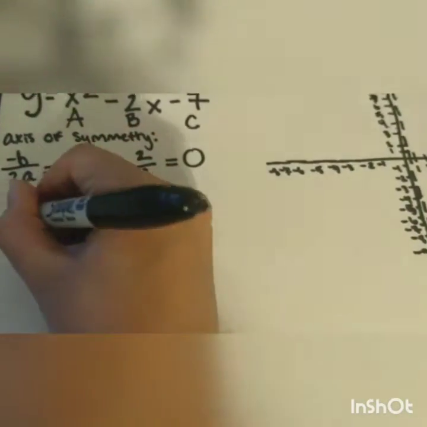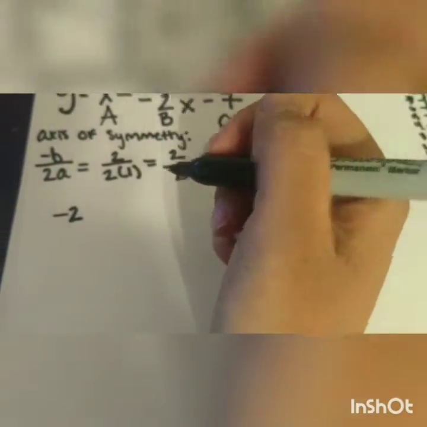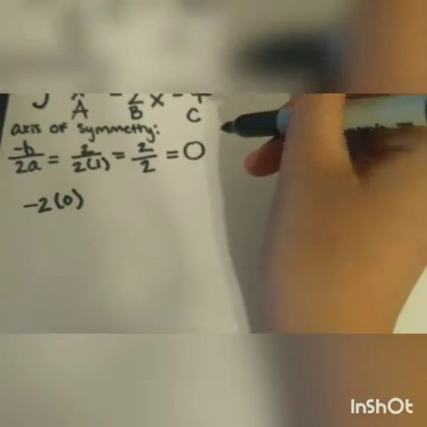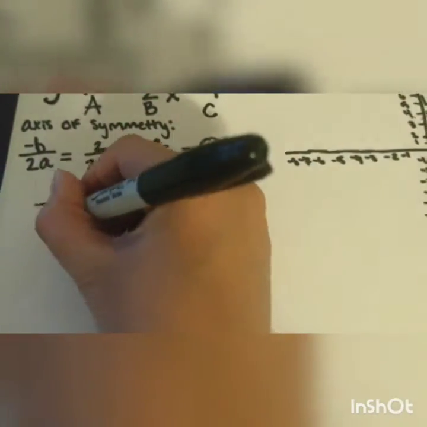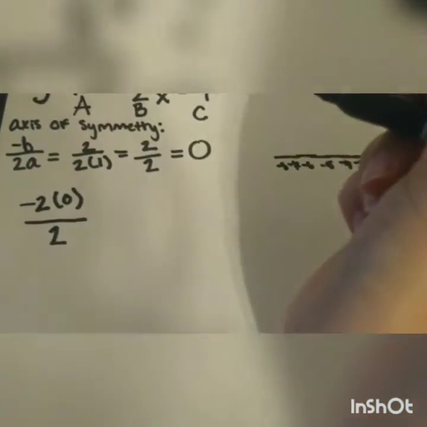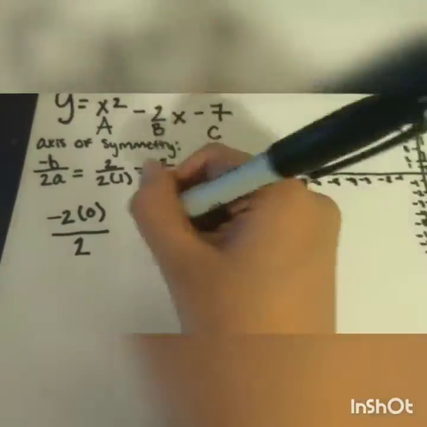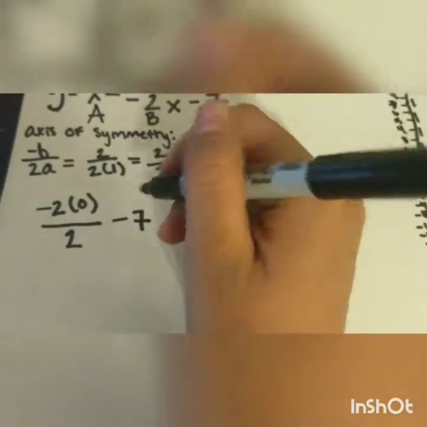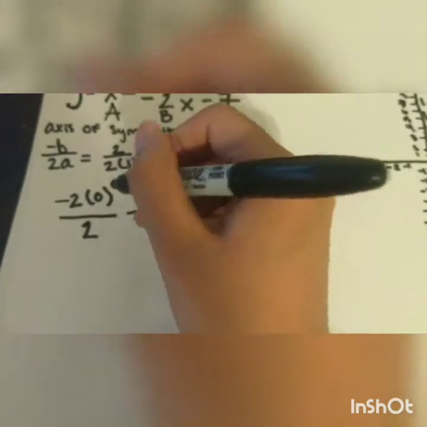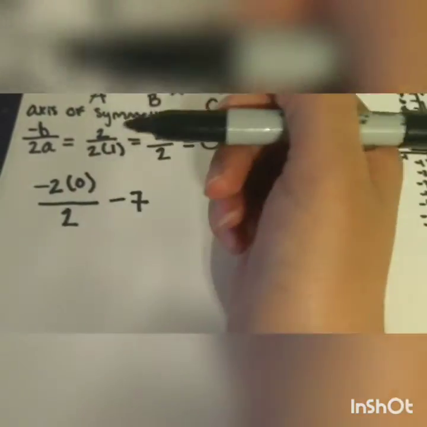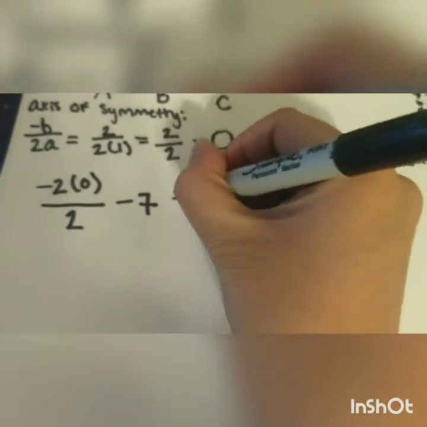Now we're going to find our vertex. In order to do that, we are going to focus on negative 2x minus 7. So we are going to do negative 2 times 0, because that's what we previously got for our axis of symmetry, and then we're going to divide it by 2 and then do minus 7. Negative 2 times 0 is 0, and 0 divided by 2 is 0. So 0 minus 7 is just negative 7.